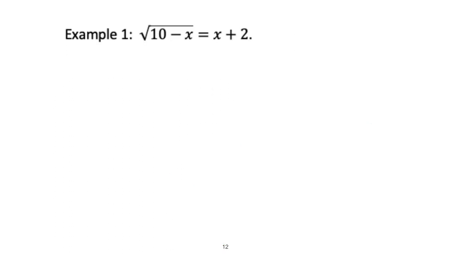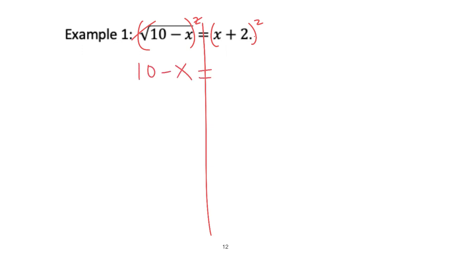All right, let's solve this one. Same process as we did on the last one. We want a square root by itself on one side, so we can get rid of it by squaring each side of our equation. So let's do that. On this left side, it's just going to cancel and leave us with 10 minus x. On the other side, we need to do a little multiplying out because x plus 2 squared is x plus 2 times itself. So let's multiply that out.